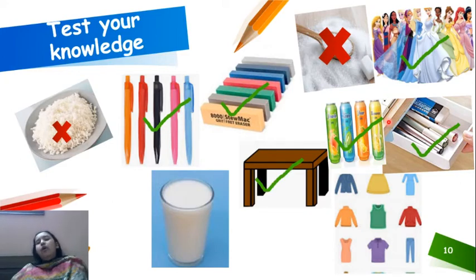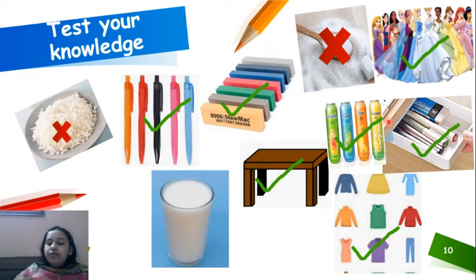Now clothes, we can count clothes, they can be in a large quantity. With this we would be using many because they are countable and they are in a large quantity. Now a glass of milk. If I don't say a glass of milk, if I say only milk, it is uncountable. Milk can be in a large quantity also, so we would be using much. So with many, it's wrong.